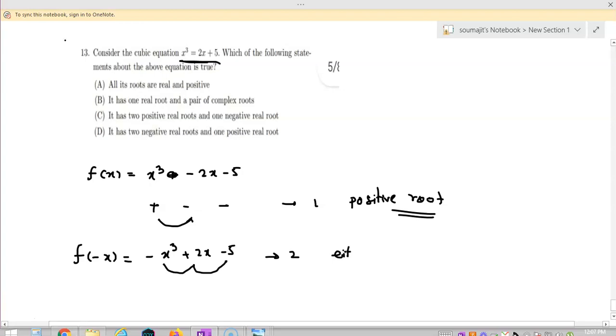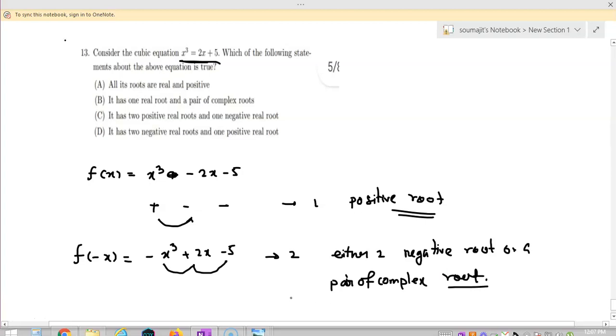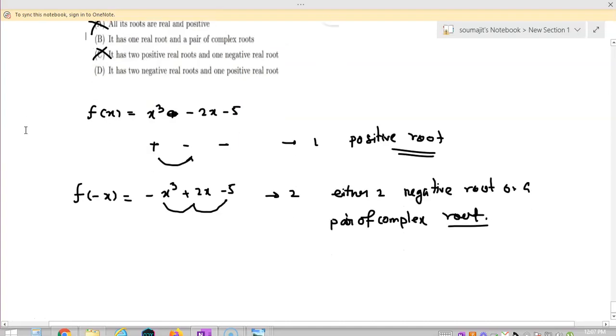Either two negative roots or a pair of complex root. And we know that by using Descartes rule of sign. So I can discard this option. I also can discard this option. So we have option B and D. We just need to find out the correct option, right?